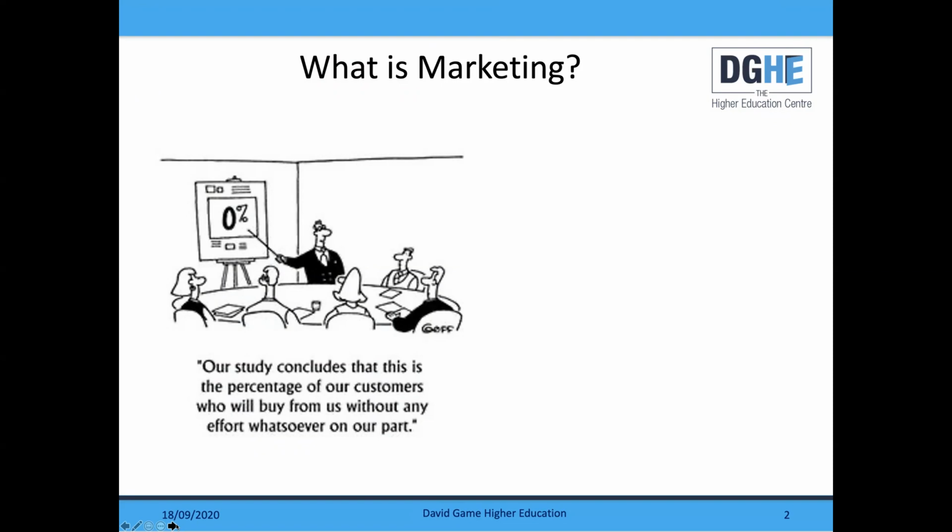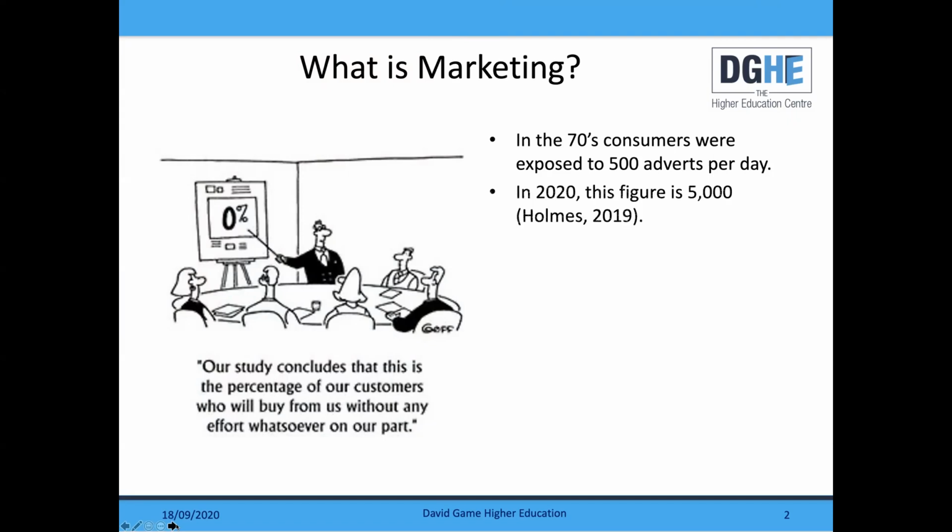Marketing is one of those concepts that you hear all the time. You think of marketing as advertisements, and it is a component of marketing. In fact, I want you guys to think about this for a moment. In the 70s, there were an average of 500 advertisements that consumers were exposed to on a daily basis. The figure today in 2019 or 2020 in this case is around 5,000 adverts every single day. And as you can see, this is a massive jump.